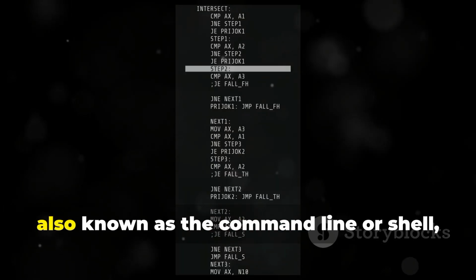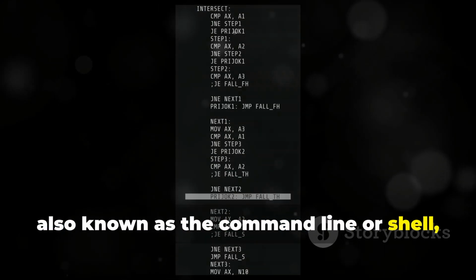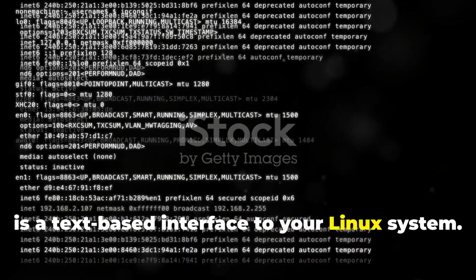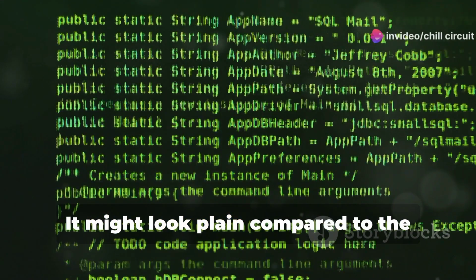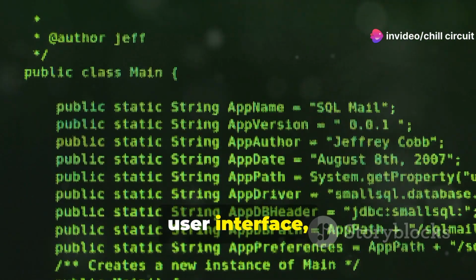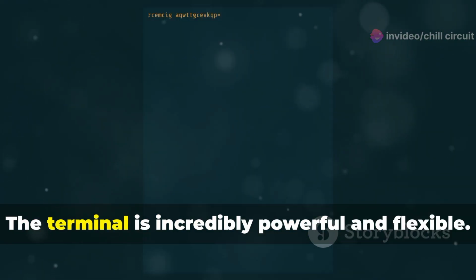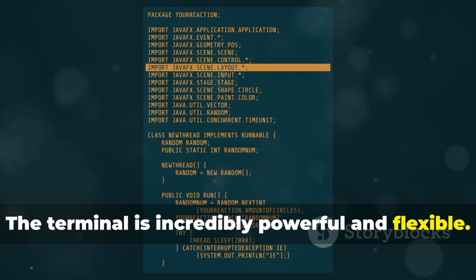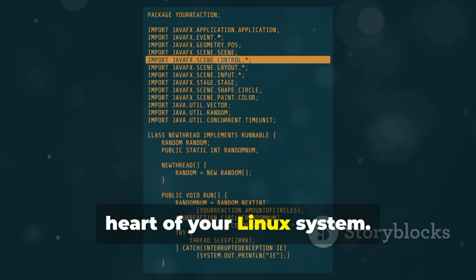The terminal, also known as the command line or shell, is a text-based interface to your Linux system. It might look plain compared to the colorful icons and windows of a graphical user interface, but don't let that fool you. The terminal is incredibly powerful and flexible. It's like having a direct line to the heart of your Linux system.